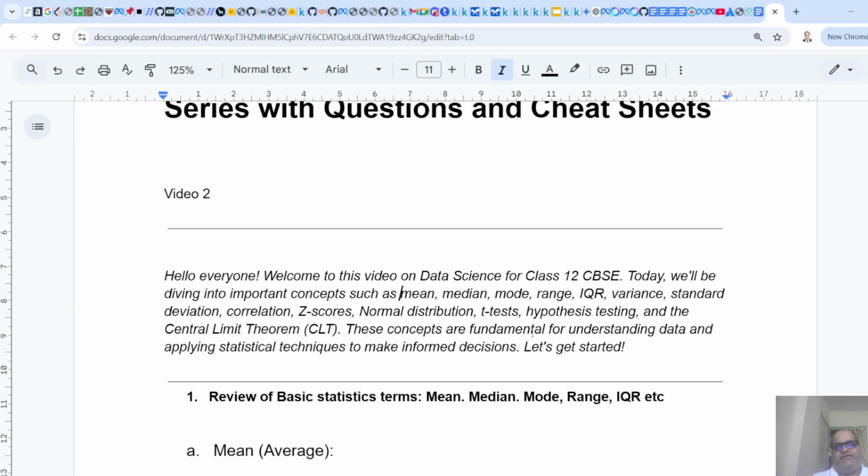some of these, Z score, one of the very common distributions that is called normal distribution, and we'll talk about a couple of t-tests and hypothesis testing, which is kind of testing one way or the other in your class 12 syllabus, and eventually we'll end this video with a basic, simple introduction of the central limit theorem. So let's get started.